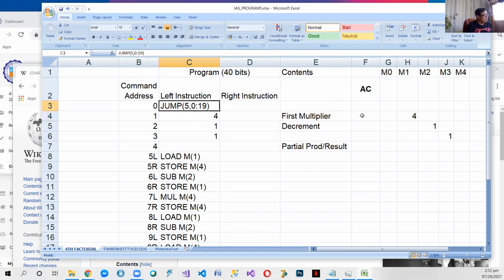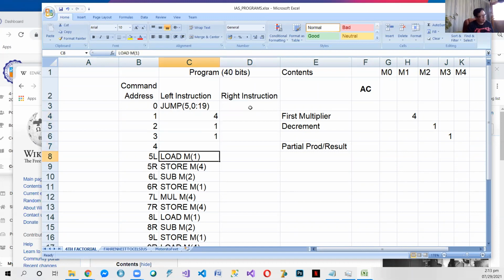And then the first command is a jump to the first instruction in the code segment. When you say jump 5, 0 to 19, jump to the left, this 5R should be here. But I'm not writing it there because it's very difficult to trace. We just assume that it's here, on the right part, because the IAS has 40 bits but 20-bit instructions, which means two instructions can fit in one word, in one portion in memory. Do you follow? Any questions so far?